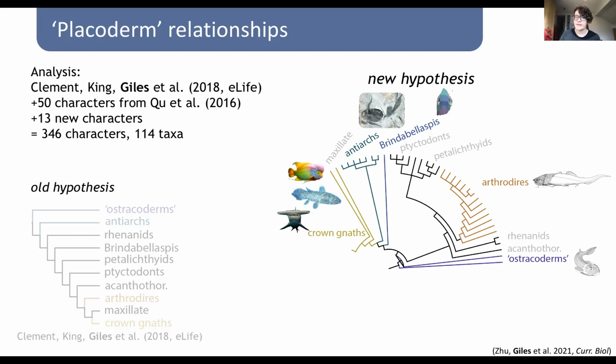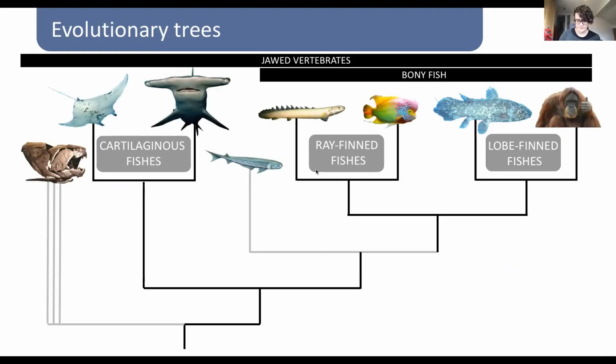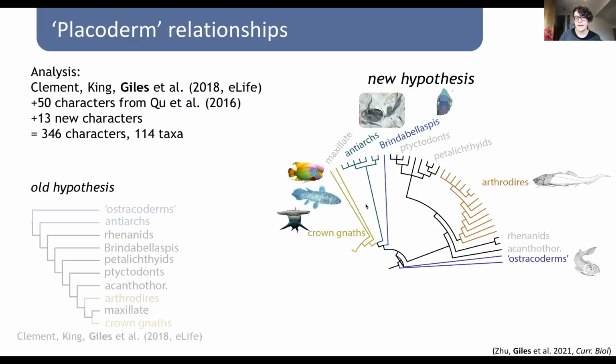So don't worry too much about the details, but just to briefly talk you through it, what we end up with now in our new scheme of relationships is that Antiarchs and Brindabellaspis seem much more closely related to jawed vertebrates, to living jawed fishes, than we previously thought. And Arthrodires are off down here towards the bottom of the tree. So what does this mean? Well, on the face of it, it suggests that these deep-bodied, flattened animals with their eyes on top of the head are not actually that primitive. They're much more closely related to living jawed fishes than we previously thought.